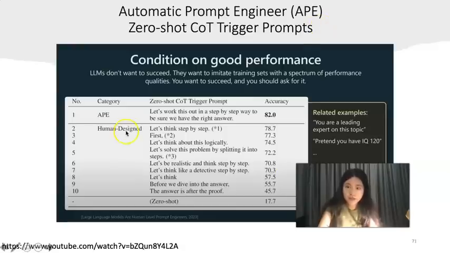This is just to say that APE can work better than human-designed zero-shot COT trigger prompts. For example, "let's think step by step" is our well-known, famous COT trigger prompt, right? But in fact, by APE, we have something like "let's work this out in a step-by-step way to be sure we have the right answer", and the accuracy becomes higher in this example task.